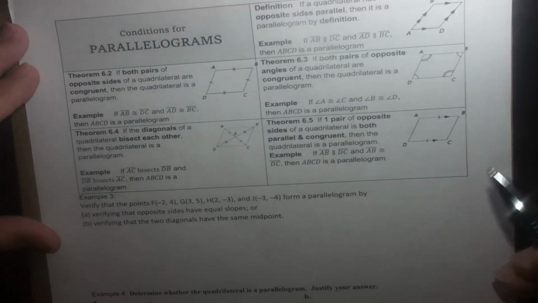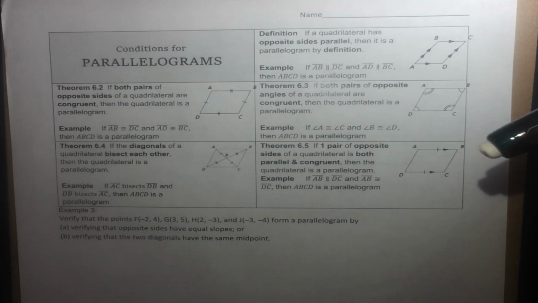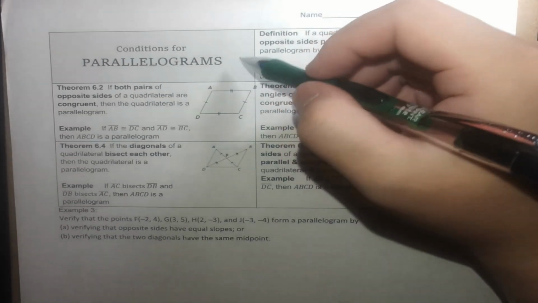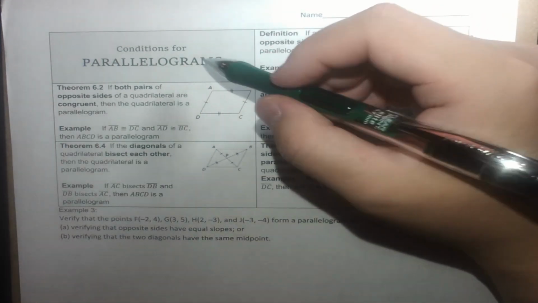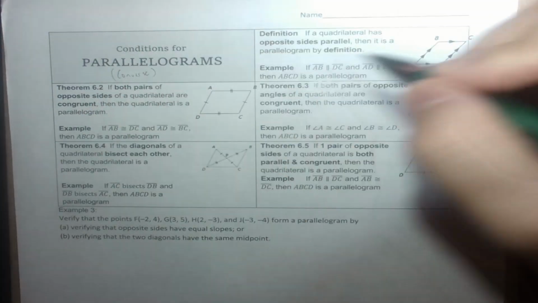We got some more stuff to talk about. Okay, so we're going to look at the back side of the notes. These are the conditions for parallelograms. Now, the conditions for parallelograms are basically the converse theorems of whatever we talked about on the front side of the notes.